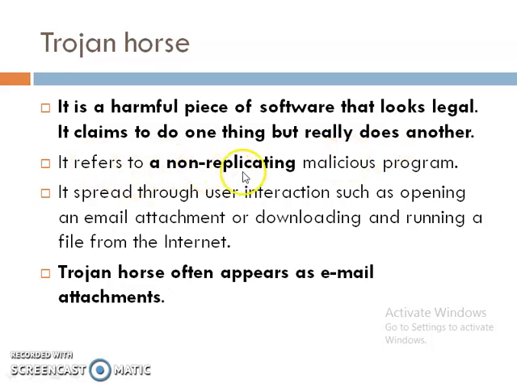Okay. It refers to a non-replicating malicious program. It spreads through user interaction such as opening an email attachment or downloading and running a file from the internet. Trojan Horse often appears as an email attachment. For example, an email claims to be from Microsoft, saying download these updates for Microsoft Office, and if you download it, then it's malware. Legitimate, reputed sites cannot provide such updates by email. So this is a type of Trojan that looks legitimate and claims to update Microsoft, but it does another thing. Okay, it's a kind of malware.